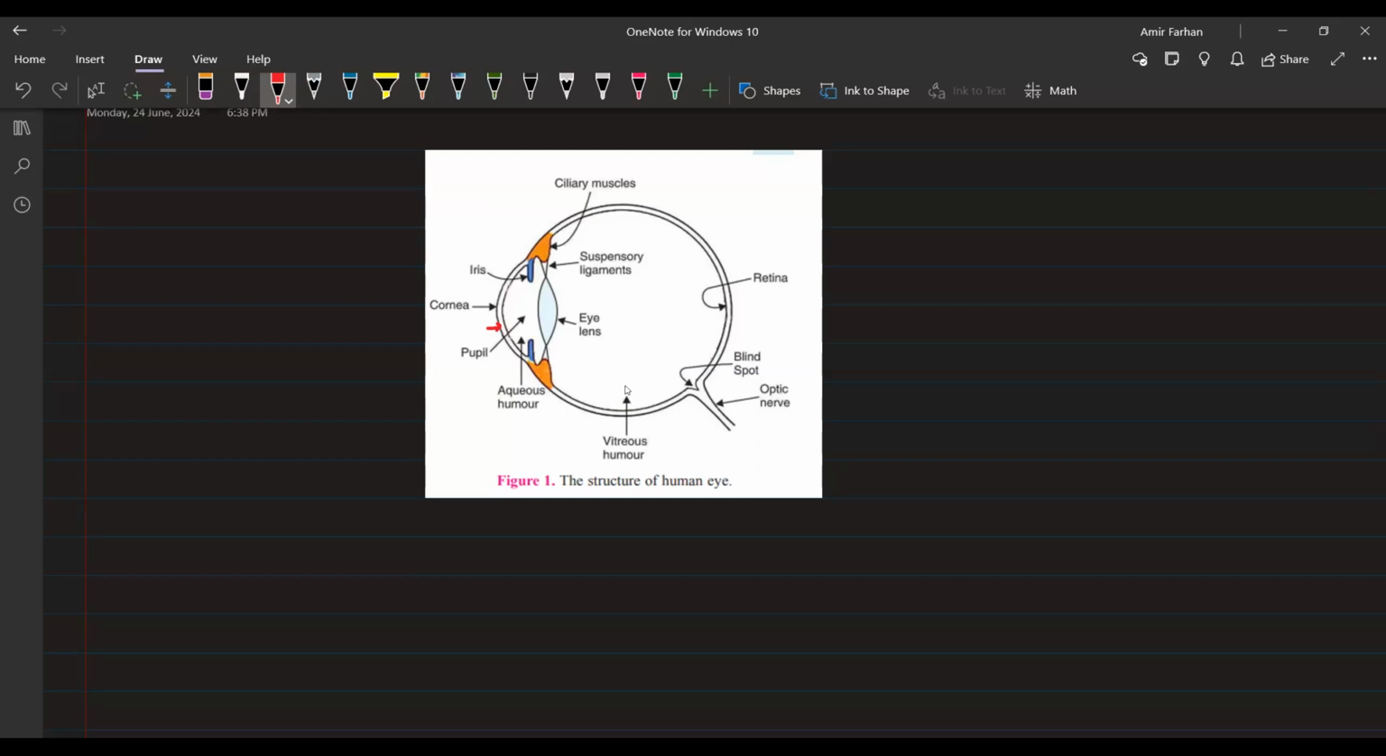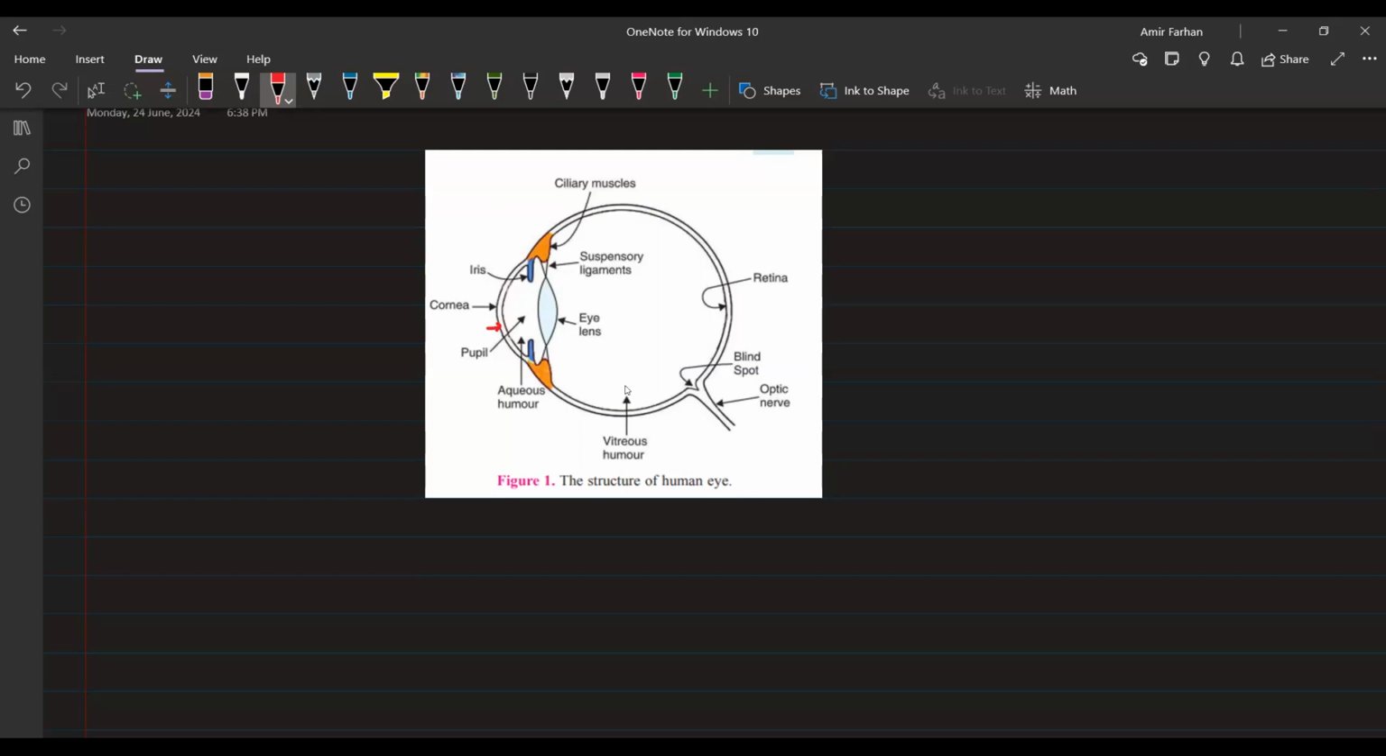Vitreous humor basically maintains the shape of an eye in the spherical form. If there is no vitreous humor, due to the external atmospheric pressure, the eye will burst. And the blind spot?